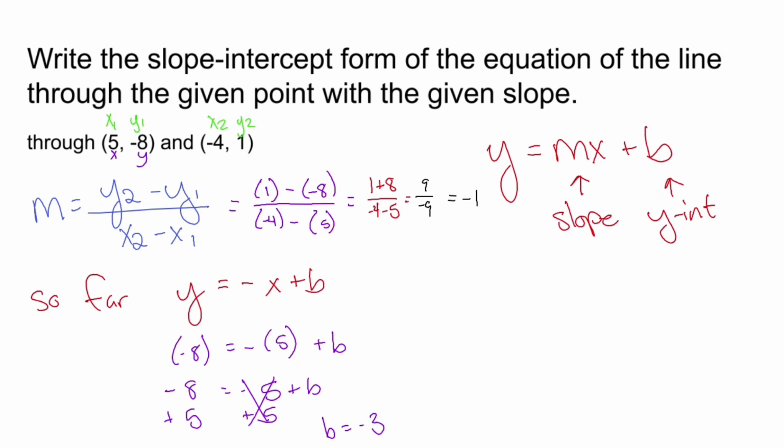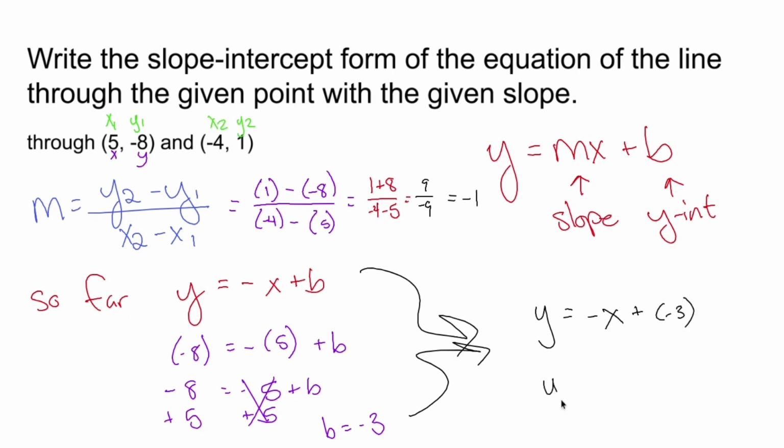So now that I know that y equals negative x plus b, but b is negative 3, I could say y equals negative x plus negative 3. That looks kind of sloppy, so I'm going to write this out as y equals negative x minus 3. So lots to do, lots of sloppiness to deal with, but that's how you find slope-intercept form when given 2 points instead of just given the slope and the y-intercept.